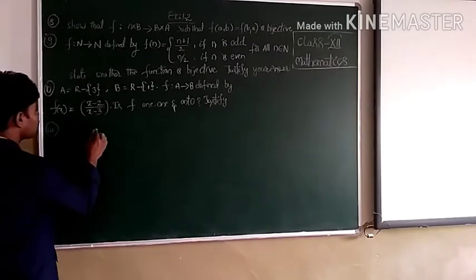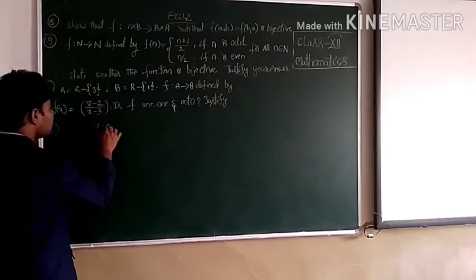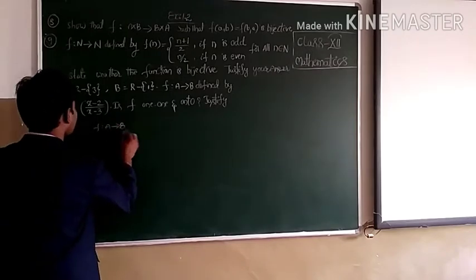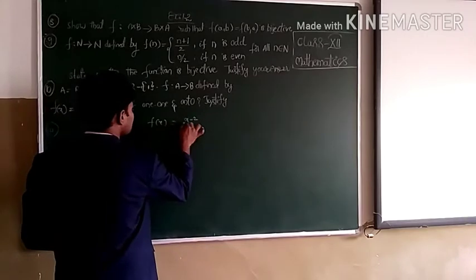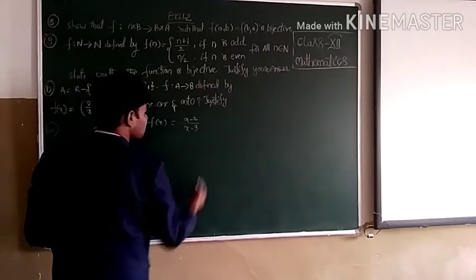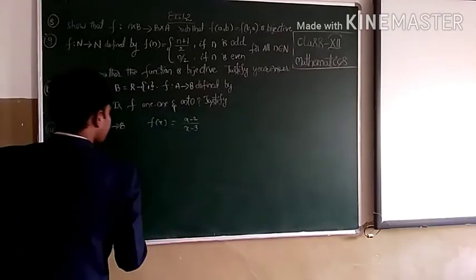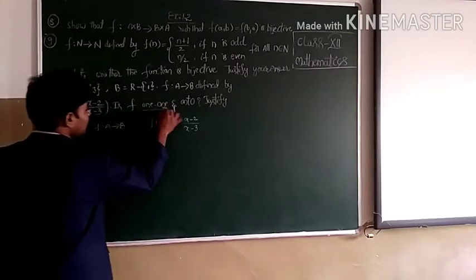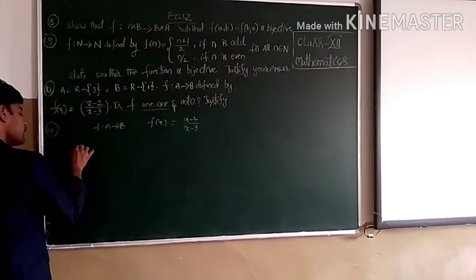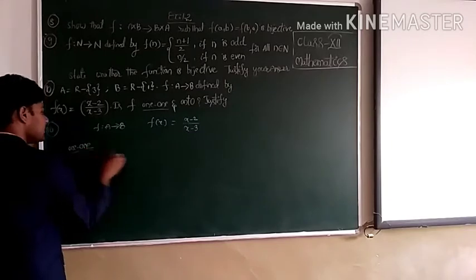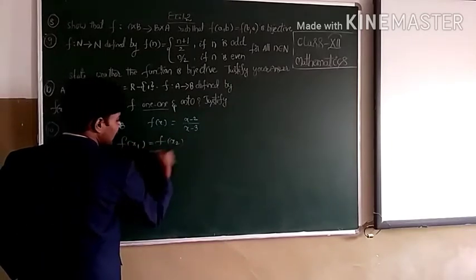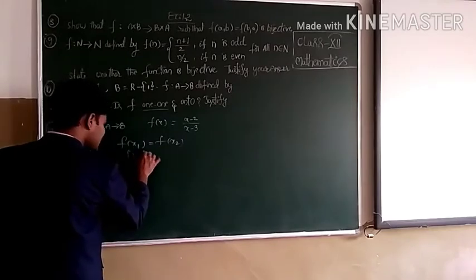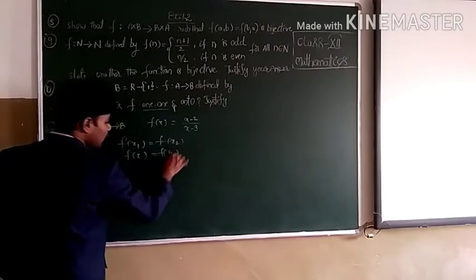Okay. Now let's see the solution for the 10th problem. So here the given function f is from A to B, and the function f of x is equal to x minus 2 by x minus 3, right? First we check the one-one function. The one-one function condition is f of x1 is equal to f of x2, right? Otherwise, you can take f of x is equal to f of y.